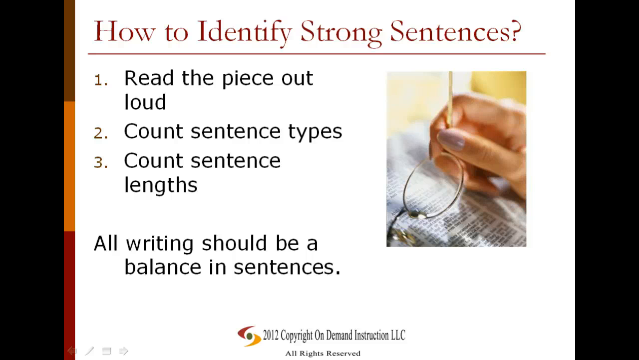As you're doing this, you can also count your sentence types. If you're noticing that you're only using simple sentences or only using compound complex sentences, this tells you a lot about that piece of writing and how it is going to be perceived by your reader. You can also take a look at your sentence lengths. Notice if you're only using short sentences or only using really long sentences. Again, that's going to affect the way that your reader is taking in and comprehending your piece of writing. All writing should be balanced in the sentences and the way that those are structured together.